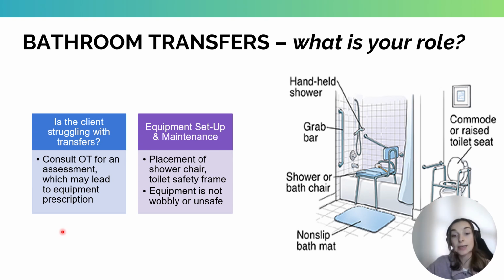Now let's say a client does have equipment in place, like a grab bar or shower chair. Your role includes monitoring that the setup is still appropriate. So for example, the shower chair is facing the shower head, not away from it. And looking out for the status of the equipment. So, are the legs wobbly? Does it look like it's starting to rust or fall apart? In that case, we might need to consider replacement or repair.